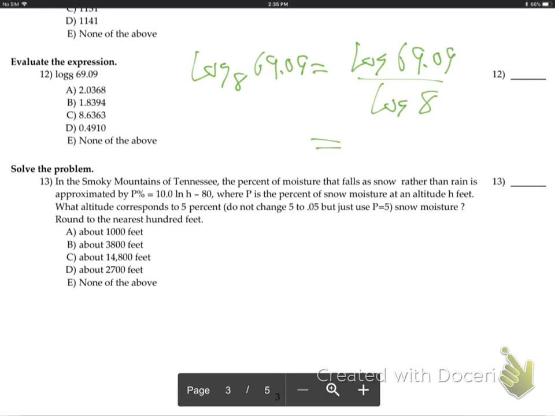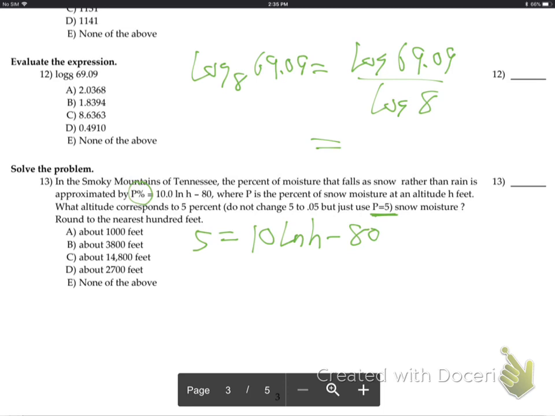Number 13. It specifically says let P be 5. So basically you just make this left side 5 like that. It's kind of weird. I know it's weird the way they put a percent symbol there because you kind of want to make it 0.05. That's why specifically, this is their problem.